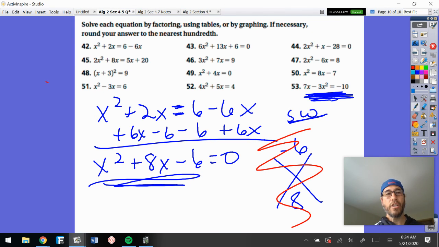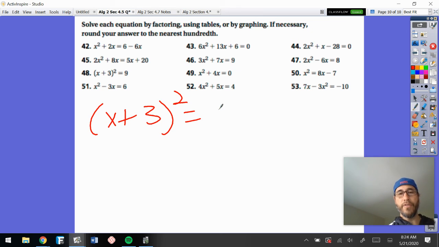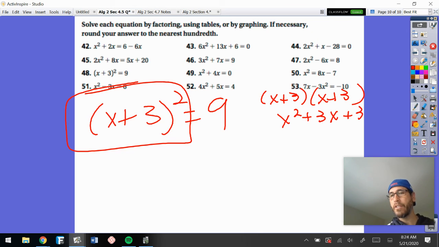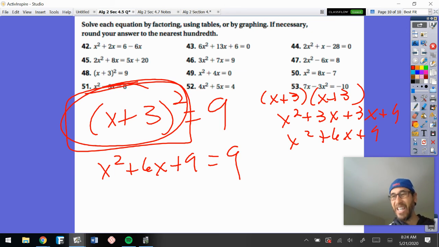Now, there's one other one that looks a little bit different here, and it would be 48. So let's take a quick look at 48. Why does 48 look different? Well, what do I do here? You have to simplify first. That's x plus 3 times x plus 3. That's the FOIL method. That'd be x squared plus 3x plus 3x plus 9, which would be x squared plus 6x plus 9. So this left-hand piece is x squared plus 6x plus 9, which still equals 9.